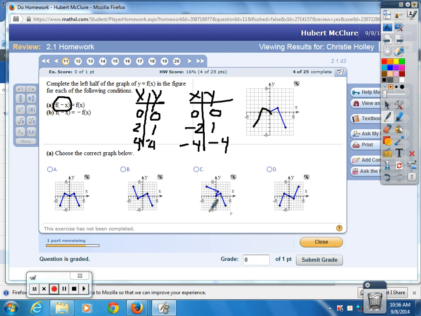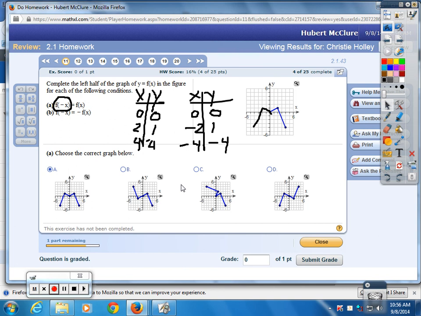So which one of these? Okay, so we click A. Now, I'm just showing you the best way to do it, if you feel like you're at your wit's end and you don't know what to do. I thought the f of x graph was the straight line.